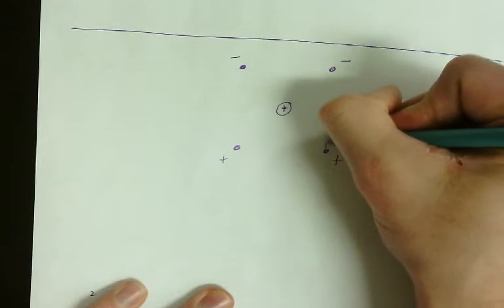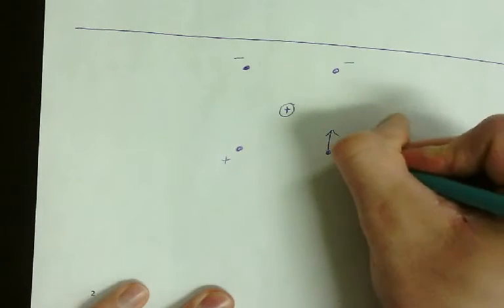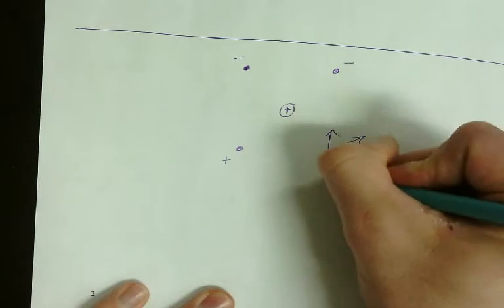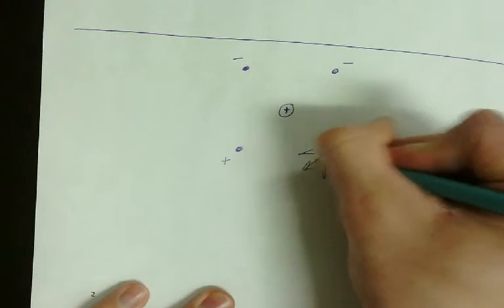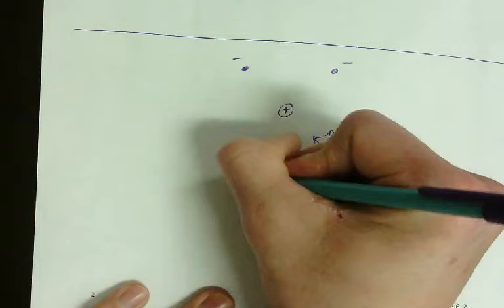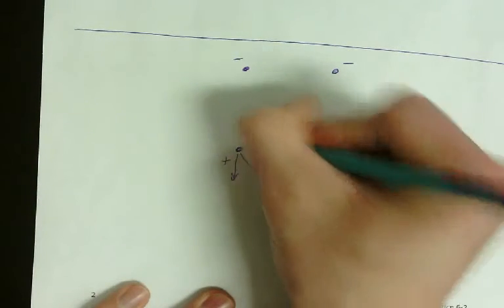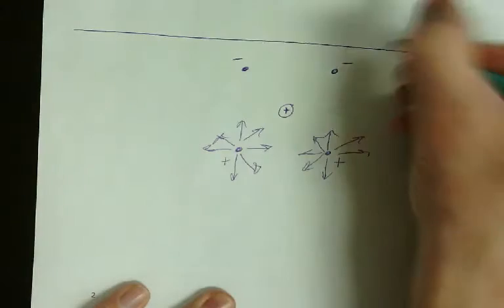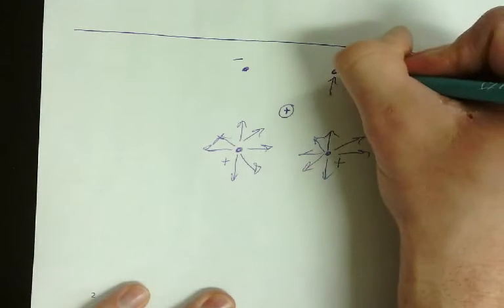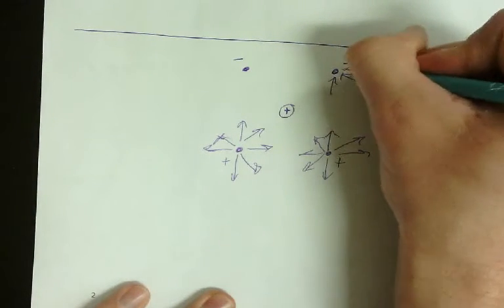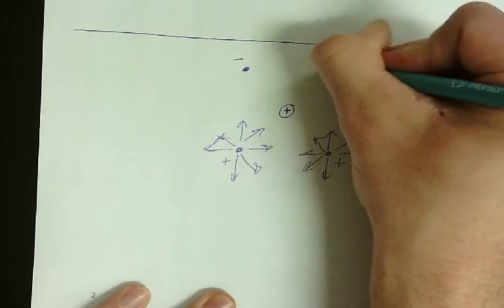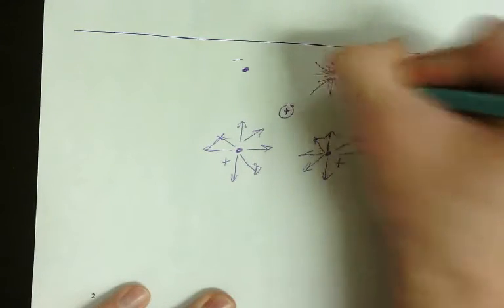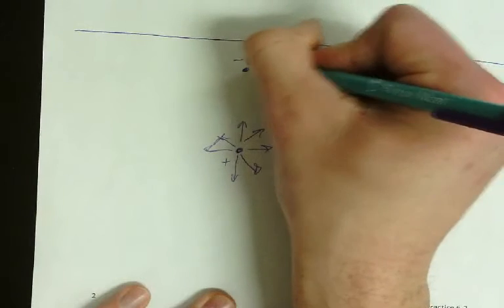So what I'm going to do is draw the fields that each of these things make. This is going to make an electric field away from it. This is going to make an electric field away from it. This is going to make an electric field towards it. And this one will make an electric field towards it.